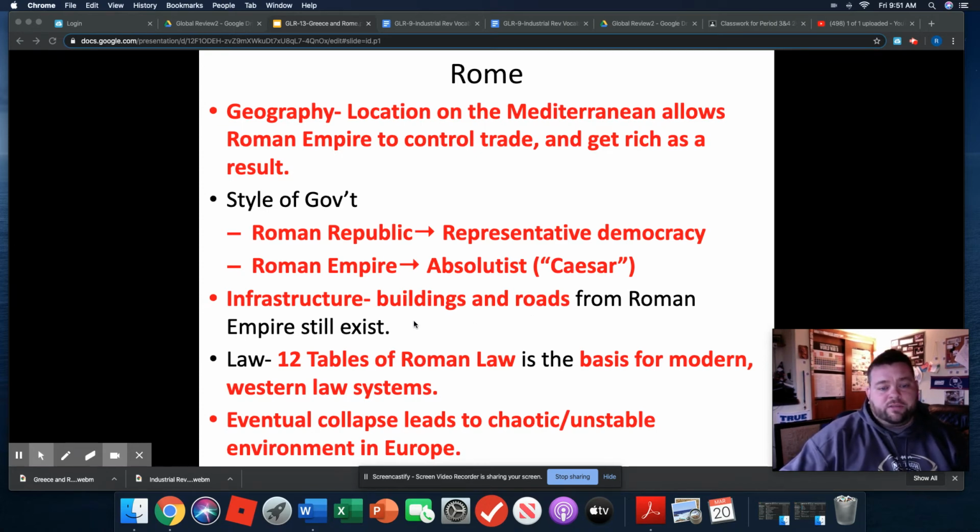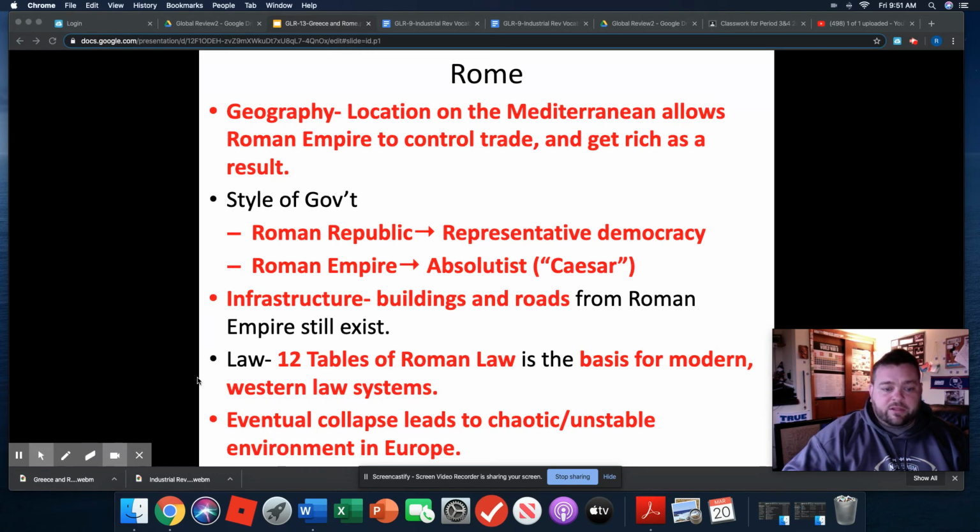Rome's known for its infrastructure, so buildings and roads, especially aqueducts and things of that nature. A lot of the roads that were built during the time of the ancient Roman Empire are still operating today in some capacity. And buildings we know, I know the Colosseum is kind of crumbling before our eyes, but it's at least partially still up there. So they're famous for that stuff.